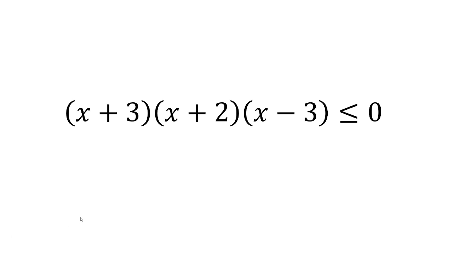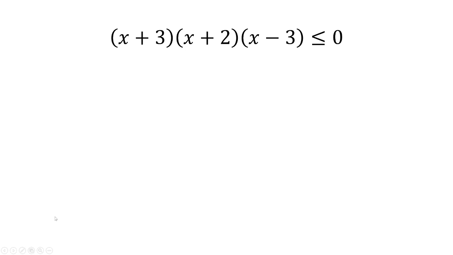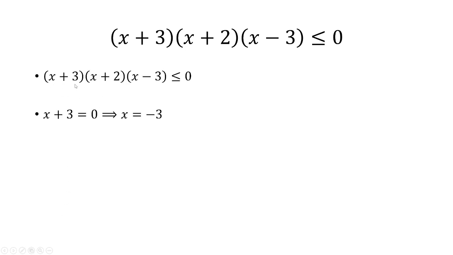In this video, we want to see on which interval this function is less than or equal to 0. In order to do that, we have to set each factor equal to 0. So starting with x plus 3, set that equal to 0 and get x is negative 3. Next, we'll move on to x plus 2, set that equal to 0 and get x is negative 2. Finally, set x minus 3 equal to 0 and get x is 3.